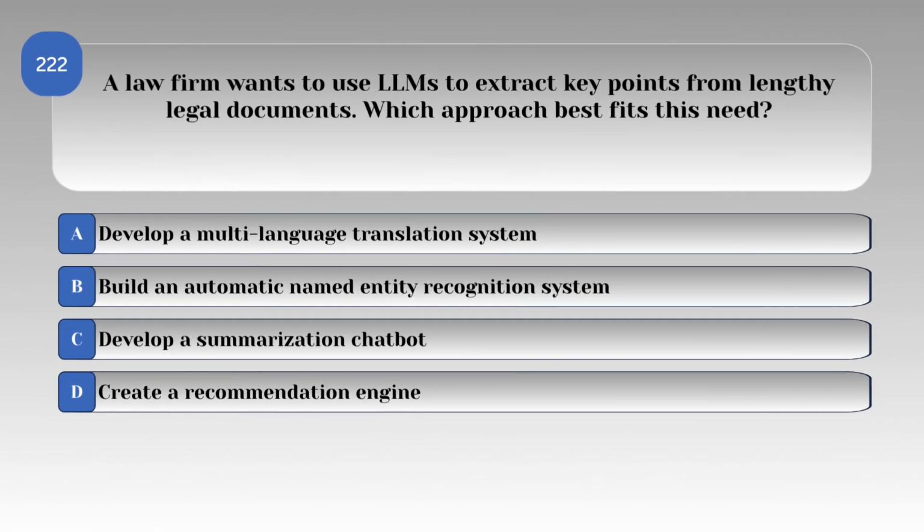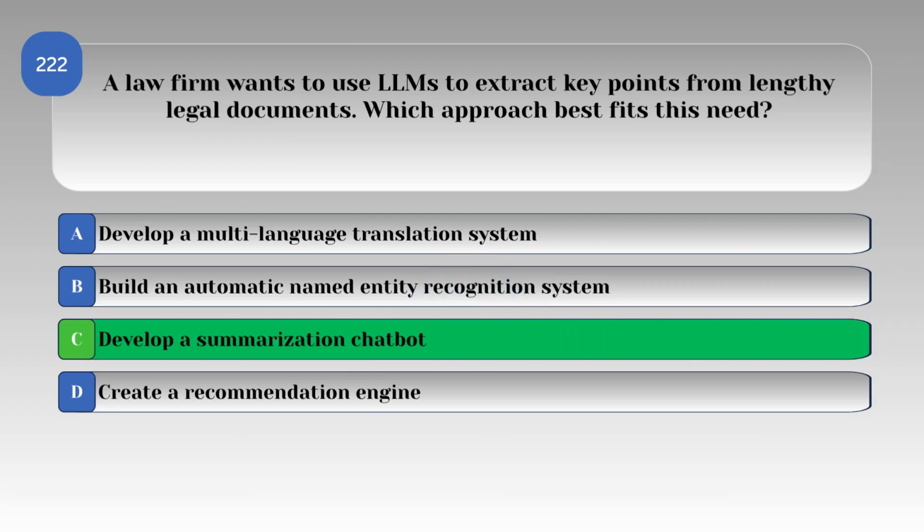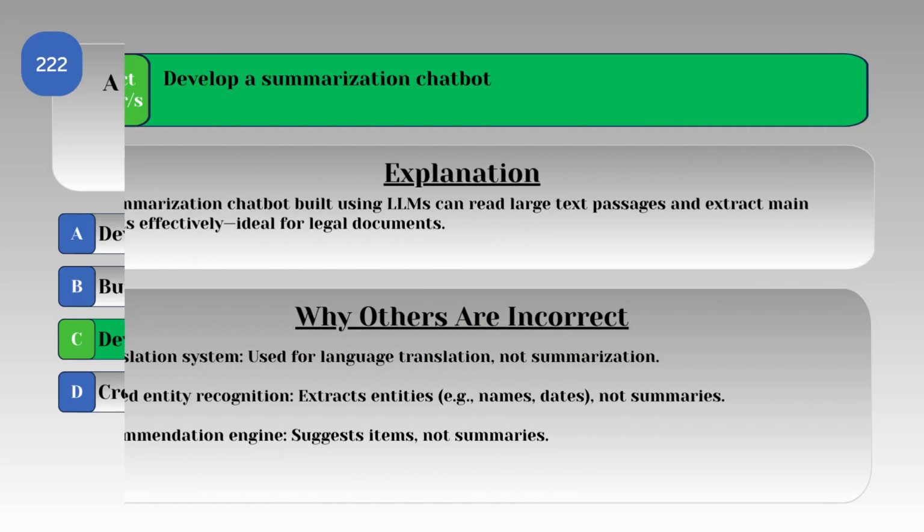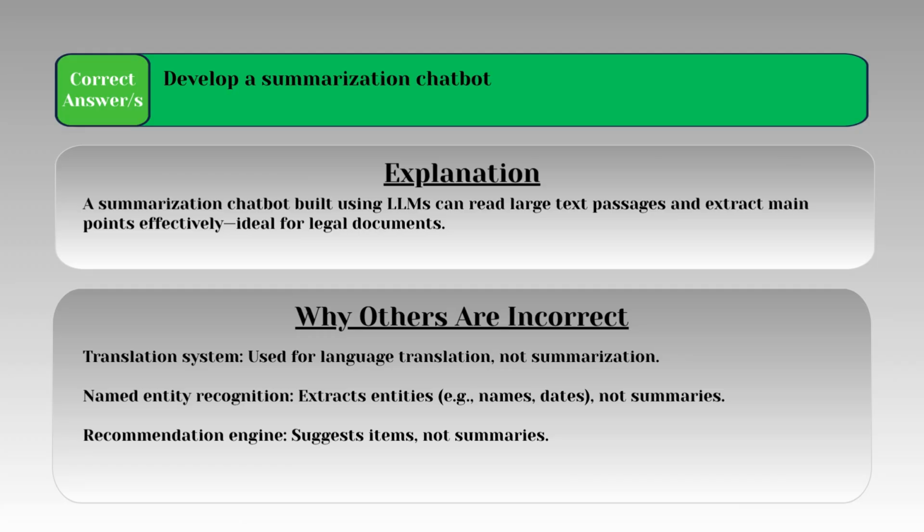A law firm wants to use LLMs to extract key points from lengthy legal documents. Which approach best fits this need? Correct answer, develop a summarization chatbot. Explanation: a summarization chatbot built using LLMs can read large text passages and extract main points effectively, ideal for legal documents. Why others are incorrect.